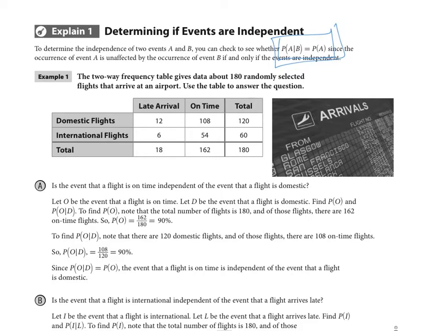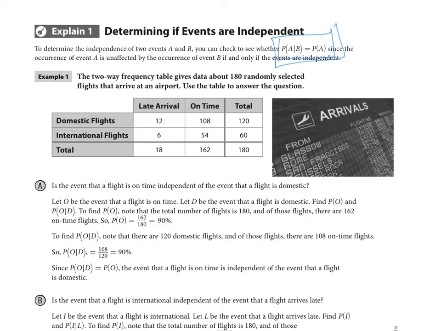The flights are in the two-way frequency table because they either qualify as late or on time, or domestic or international. So what we're exploring here, in part A of Explain 1, we want to know, is the event that a flight is on time independent of the event that a flight is domestic? So we're letting O be the event that a flight is on time, and let D be the event that a flight is domestic.